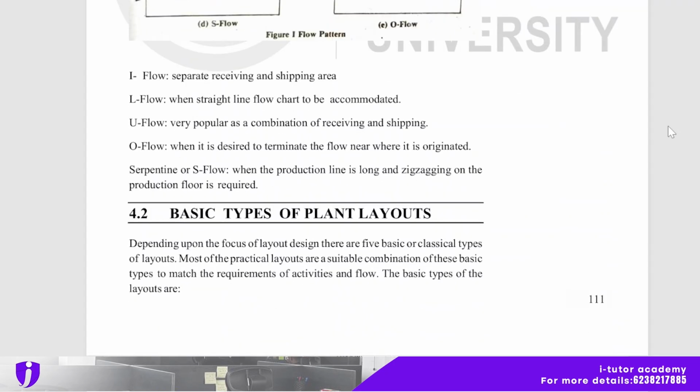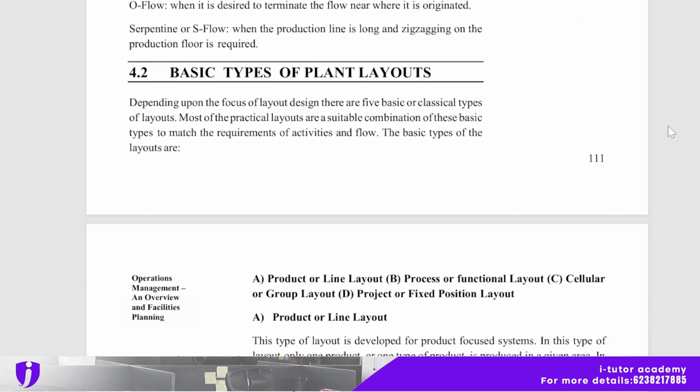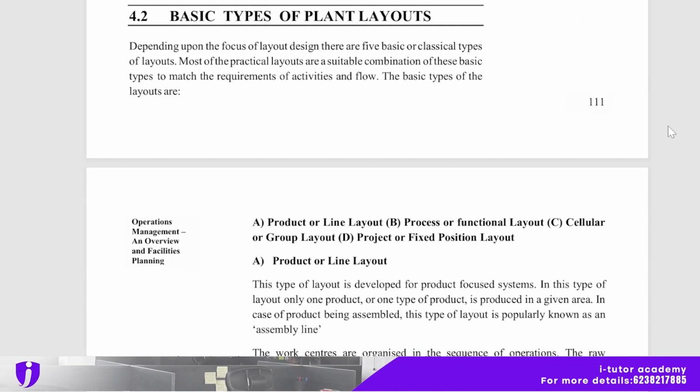Okay. So I flow has separate receiving and shipping areas. L flow is used when a straight line flow has to be accommodated. S flow is used when the production line is long and zigzagging on the production floor is required. Okay. Next is basic types of plant layouts.